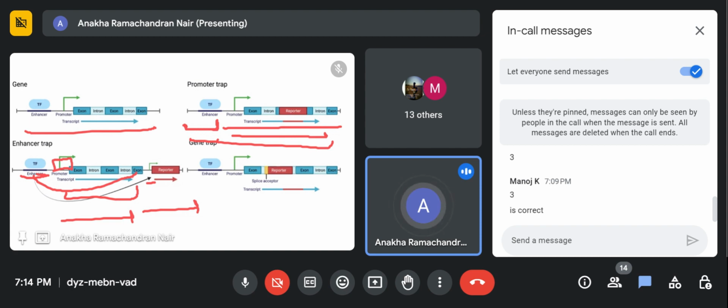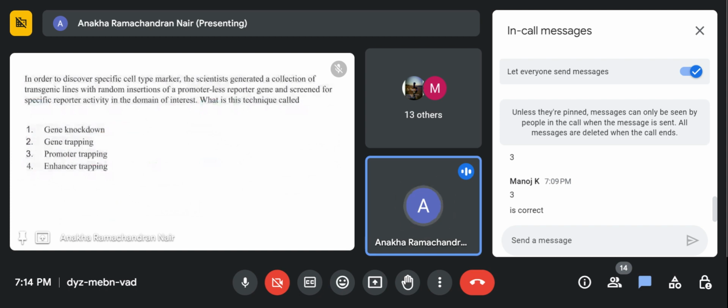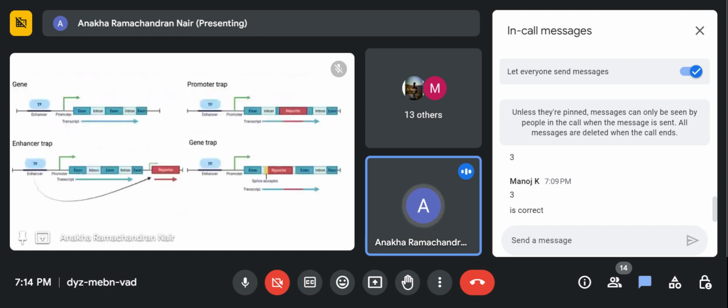So the correct answer in this case would be promoter trapping. And that is it for the question. For those who joined late, I'll take the first few again. Those who were there for the entire thing from the start to the end, you can leave the meeting. This is all the questions for today, unless you have any doubts. I'll give you a few minutes. You can write in the chat if you have any doubts with regards to some question that we've taken today that we can discuss.